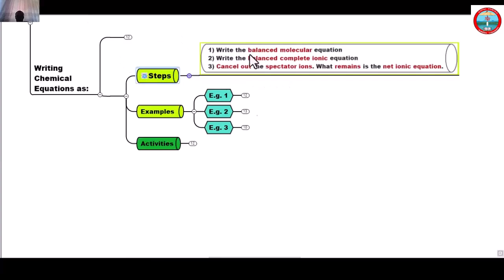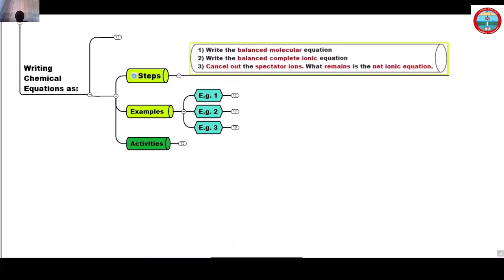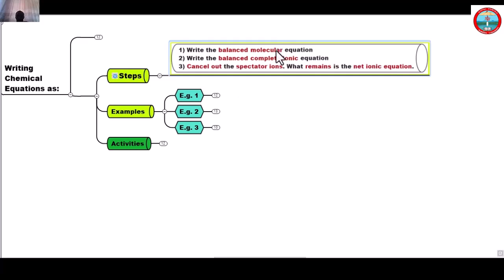Step one is writing the balanced molecular equation. If the given molecular equation is not balanced, try to balance that molecular equation first. Second, write the balanced complete ionic equation. Third, cancel out the spectator ions. And what remains is the net ionic equation.